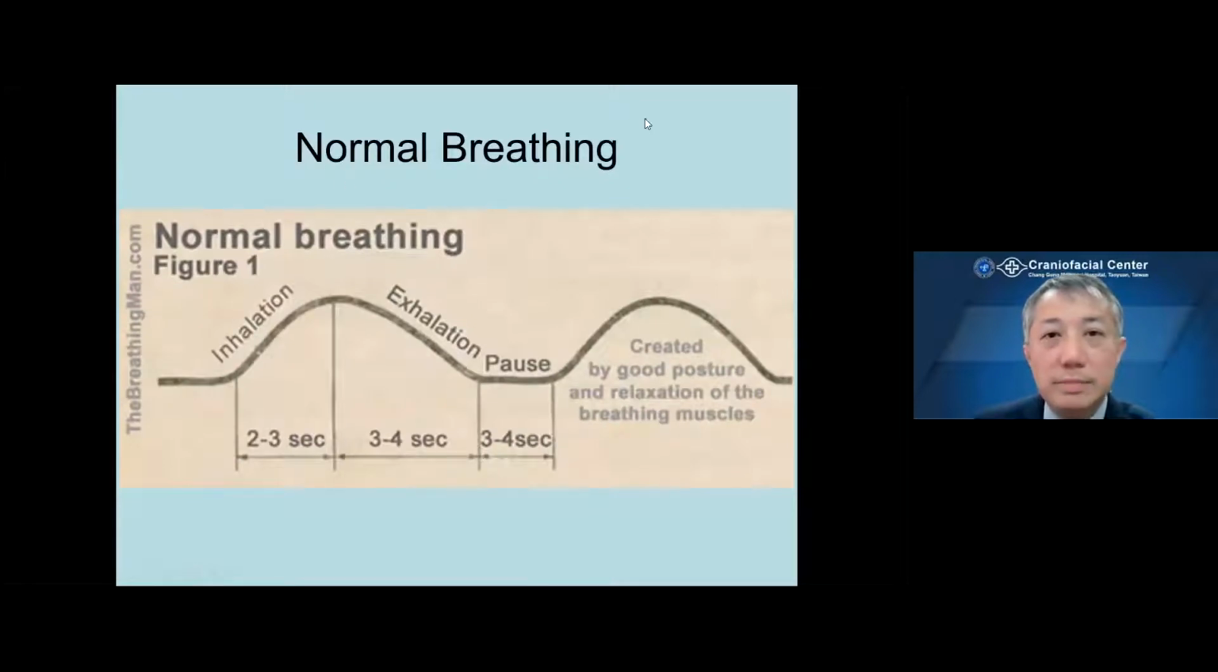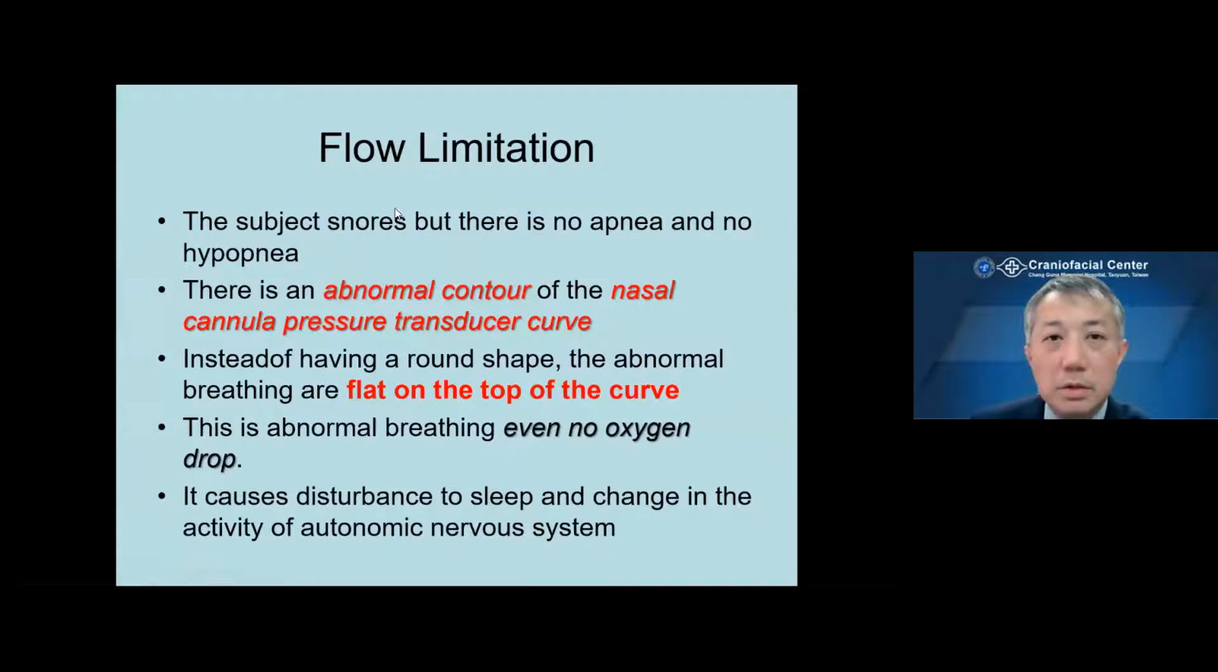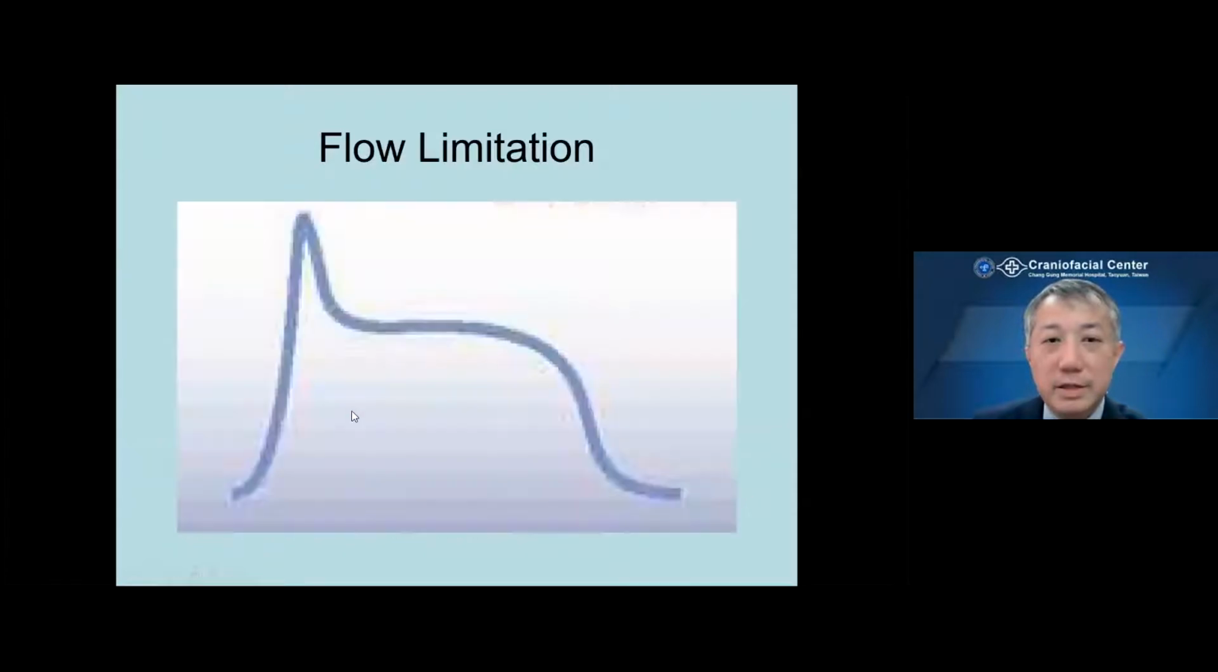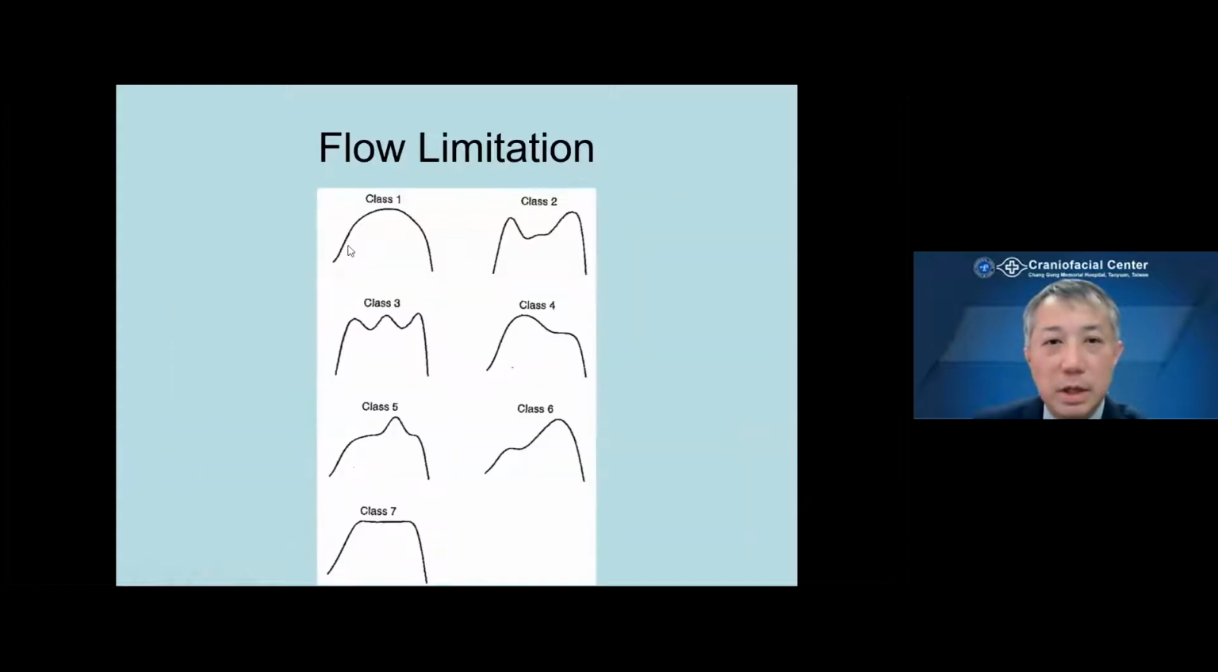And during our sleep, the normal breathing usually is a sine wave. And we know that the inhalation and exhalation have a certain proportion. So when someone has flow limitation during the sleep, the abnormal contour because of the nasal obstruction or oral obstruction, the curve will change. You can see some flattening on the top of the breathing curve. That's the flow limitation. And there are also other types of flow limitation during our sleep.